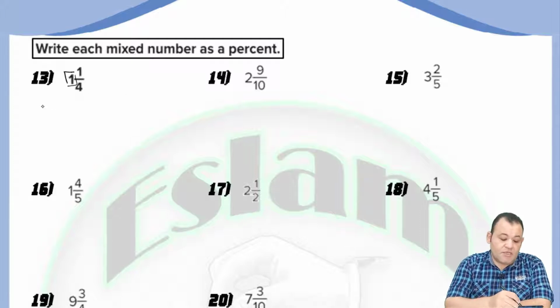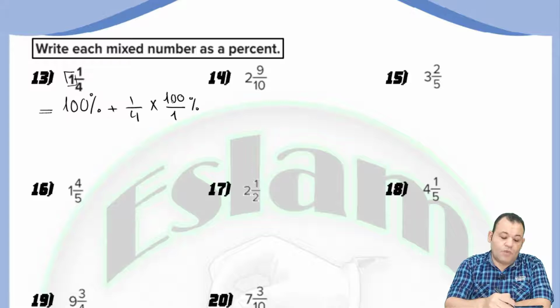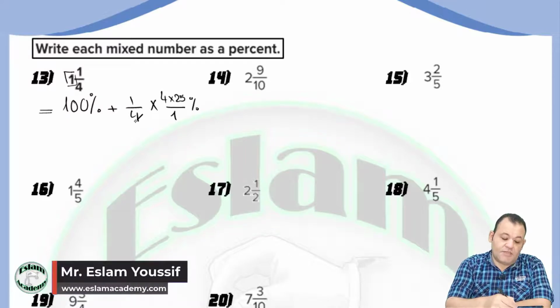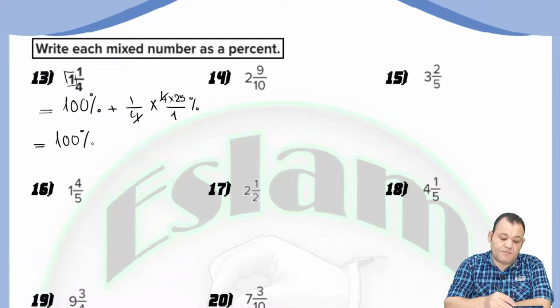So if you need to write this number, it will be equals 100%, that's for the whole number, plus 1 over 4. Now if you need to write 1 over 4, just multiply it by 100%. It will be 100 over 1%. 100 will be equal 4 multiplied by 25. Just we cancel 4 and 4, so it will be equals 1 times 25 equals 25%. That's 100% plus 25 equals 125%.